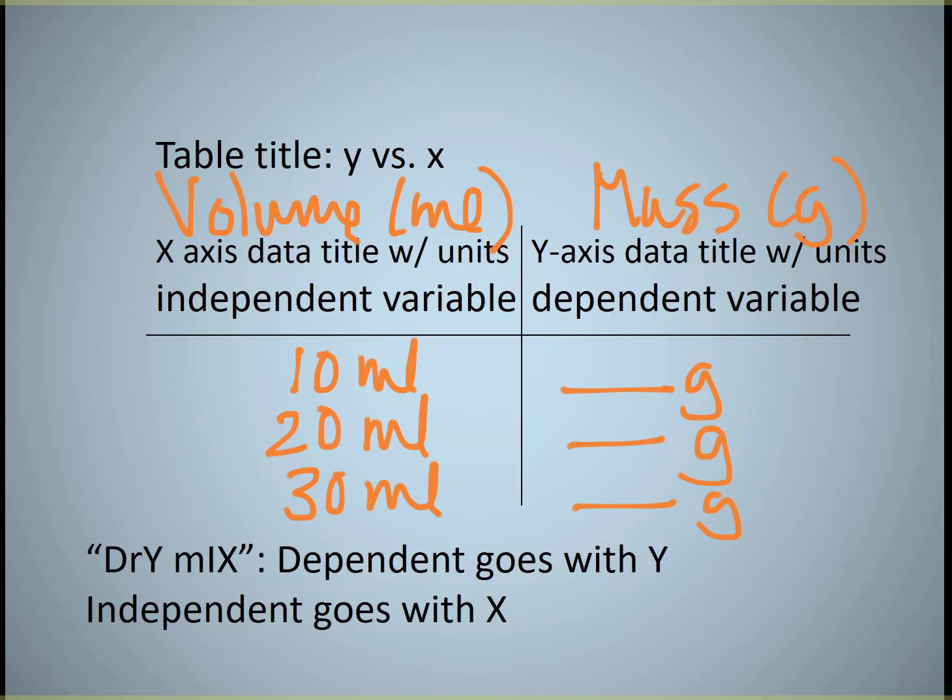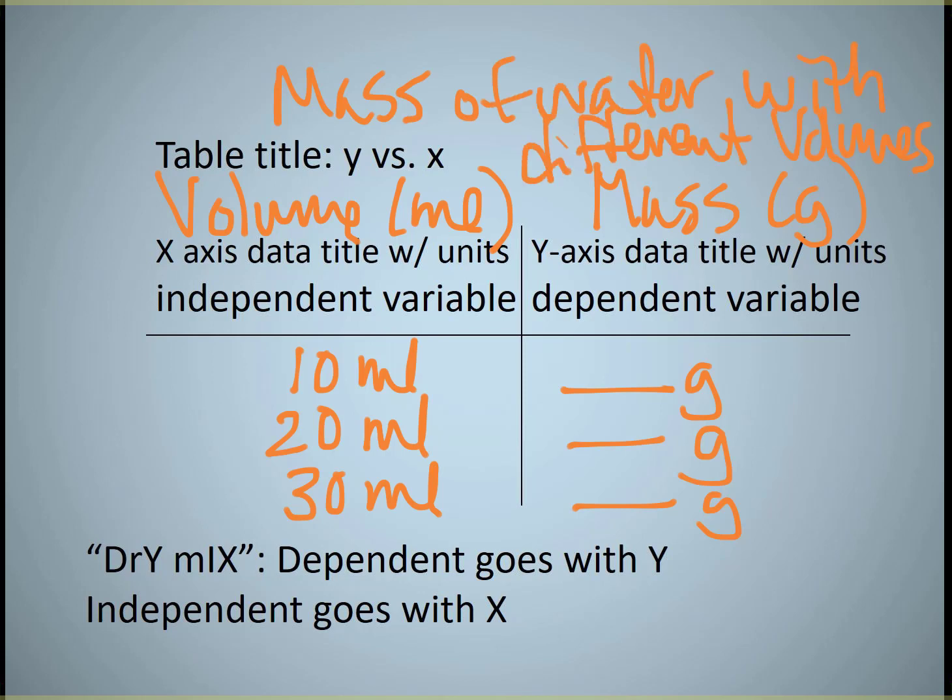You should have a title on your table, and a good title would be Y versus X. So I would be mass of water with different volumes. And maybe you come up with a title that's a little bit different, but you should talk about the mass and how it changes with the volume changing.